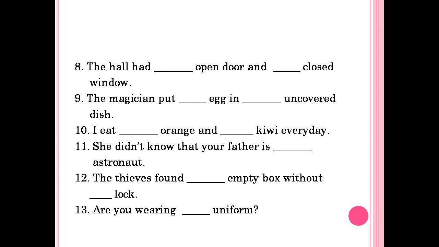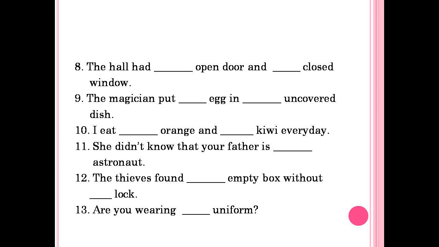Sentence 8. The hall had dash open door and dash closed window. The door had dash open, O again is a vowel sound, so an open door, and closed, K is a consonant sound, so a closed. The hall had an open door and a closed window.